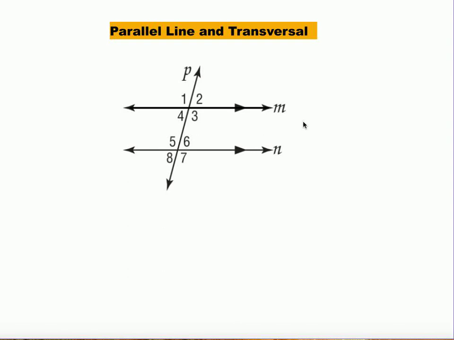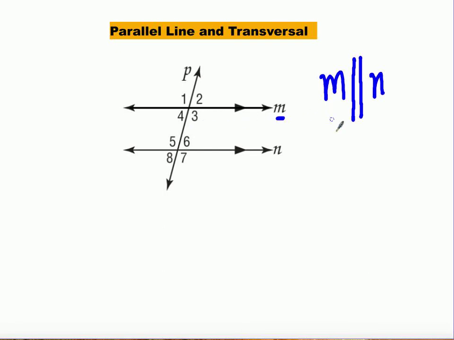Hey guys, so this lesson will be on parallel lines and transversal. So let's introduce by looking at this diagram. What we have here are two parallel lines, line M and line N. First of all, we will write them down like this: line M is parallel to line N. This is how we symbolize parallel lines, by these two bars. So line M and line N are parallel lines.